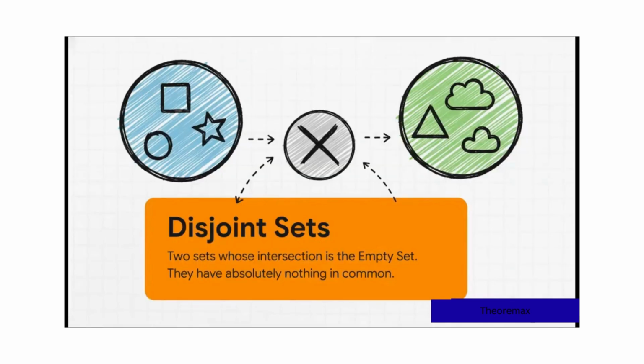Got it? So this naturally leads to a question, right? What happens if there's no overlap, like at all? Well, when the intersection of two sets is totally empty, we've got a special name for that. We call them disjoint sets. It's just the fancy, formal way of saying they have absolutely nothing in common.